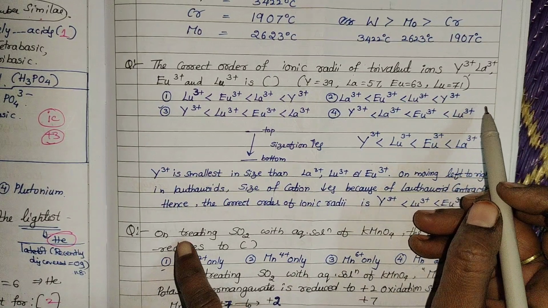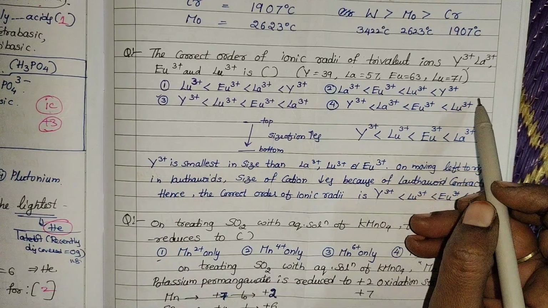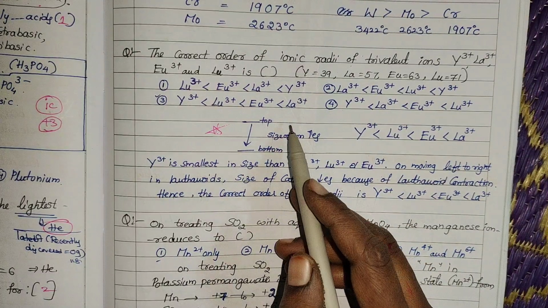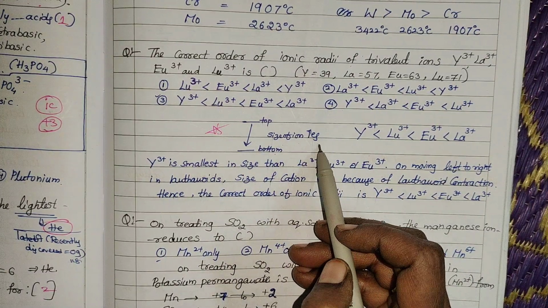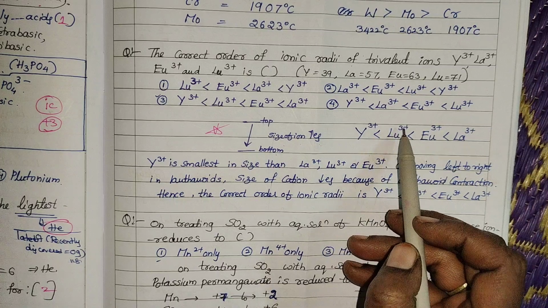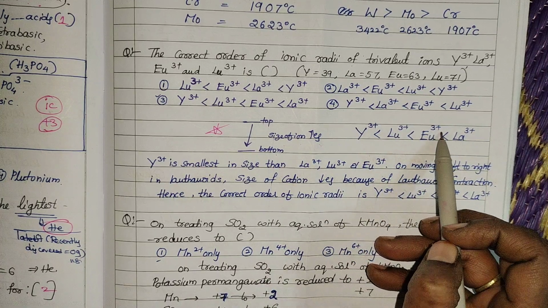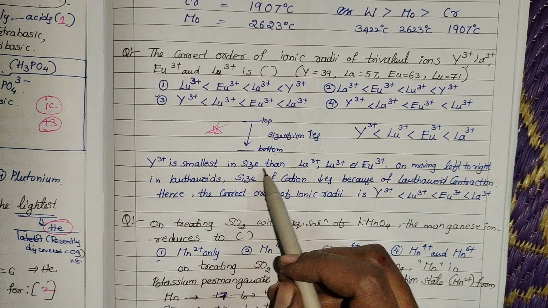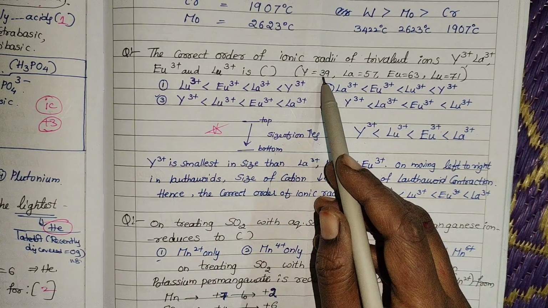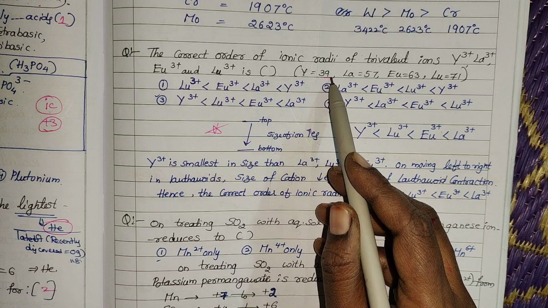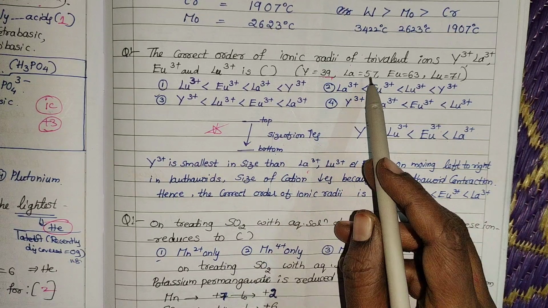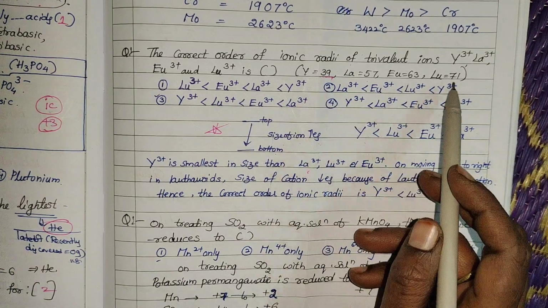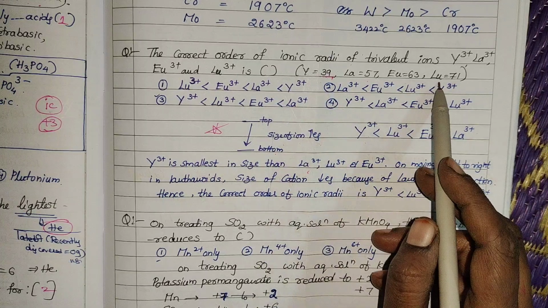Okay, and for ionic radii purpose, we have one of the periodic trends. What is that? You have to remember, it is important. Top to bottom, size of ions increases. That is why yttrium 3 plus is less than lutetium 3 plus, lutetium 3 plus is less than europium 3 plus, and europium 3 plus is less than lanthanum 3 plus. Why? Because yttrium is the smallest size atom. Okay, so here atomic number also, once you check this, this is the least number. Next lanthanum 57, europium 63, lutetium 71.